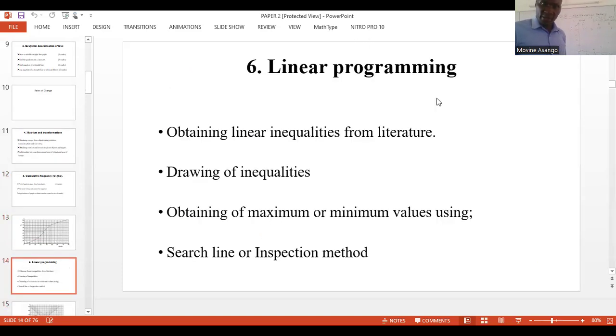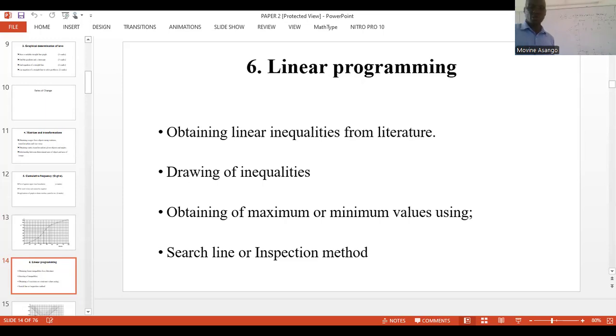I think the other one, which the last one now is linear programming. Linear programming contains 3 things which you must know. The 3 things that you're going to be dealing with include formulation of obtaining the linear inequalities. Obtaining the linear inequalities from the story, from the literature. So you have to be a very good student of English so that you read and understand, use the correct inequality symbols, and you know how to represent those inequalities on a graph.